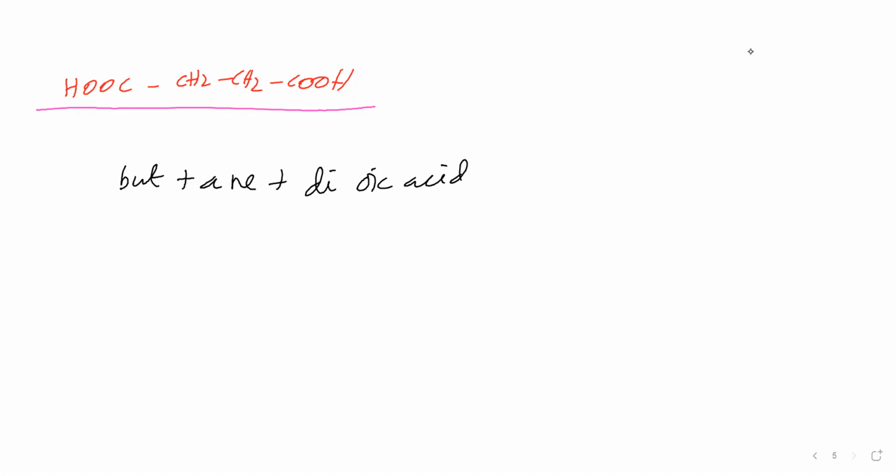Then we have to say the position of carboxylic acid. Here let us start numbering here 1, 2, 3, 4. Therefore we will say at first carbon carboxyl group is there, at fourth carbon carboxyl group is there. Here see, don't say this position is 3, don't say this position is 2.